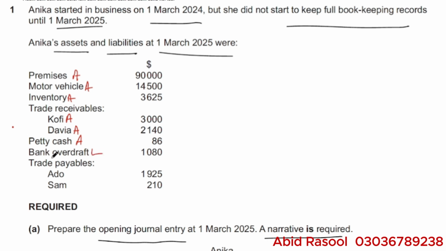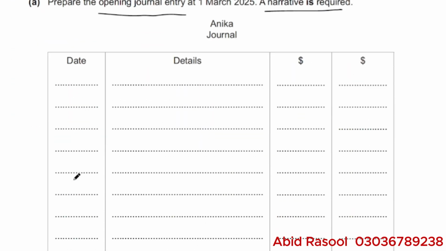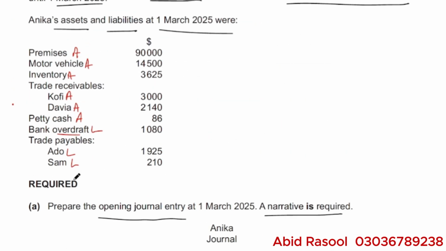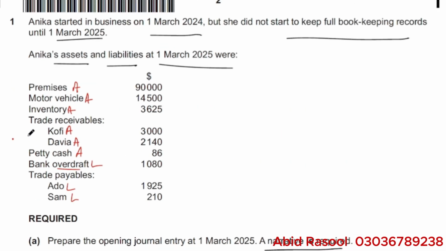If a simple bank balance is given, then it is an asset. If a bank overdraft is given, then it is a liability. Trade payables are also liabilities. Ado and Sam are the names of our two suppliers. These are also liabilities. Now we have to put them into the journal. All the assets have debit balances.